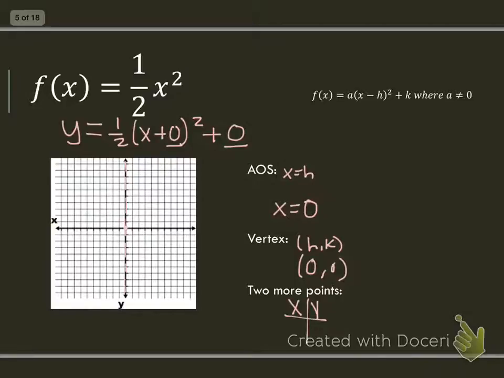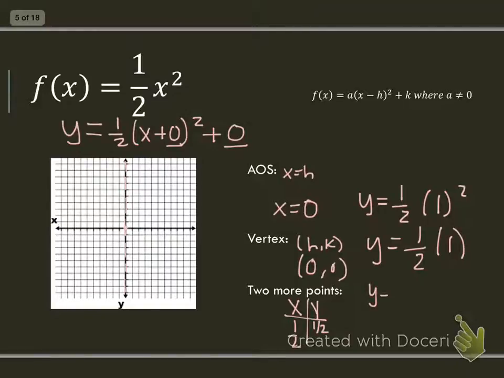And I always pick 2 points to the right that are closest to that vertex or AOS. So 1 and 2 are going to be 2 easy points to plug in, and I'm going to plug them into my original equation. So I'm going to get y equals 1/2 times 1 squared. You always do the exponent first. So 1 squared is 1. 1/2 times 1 is 1/2. So we got 1, 1/2, and then we're going to plug our 2 in. 2 squared is 4. 1/2 times 4 is 2.